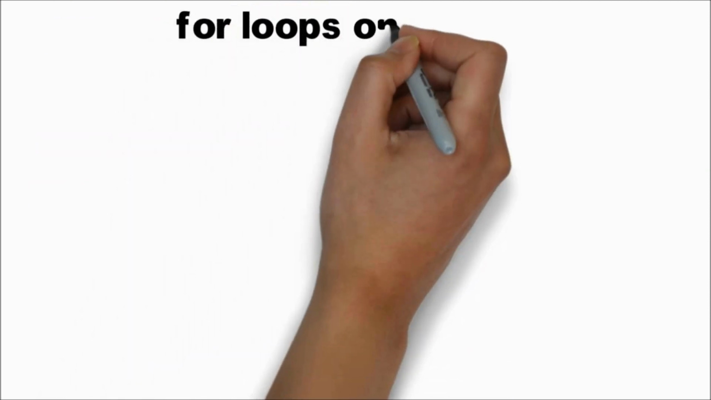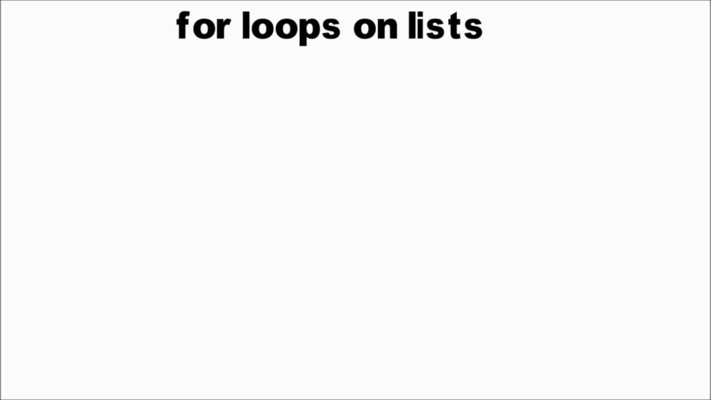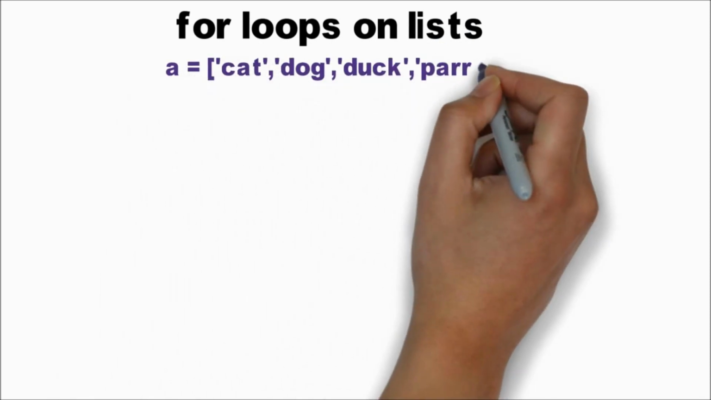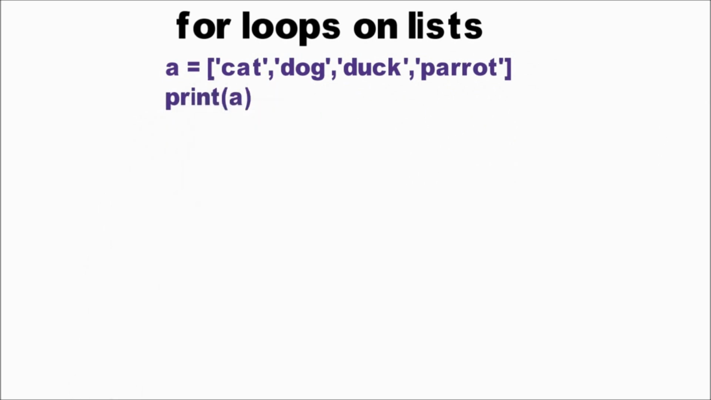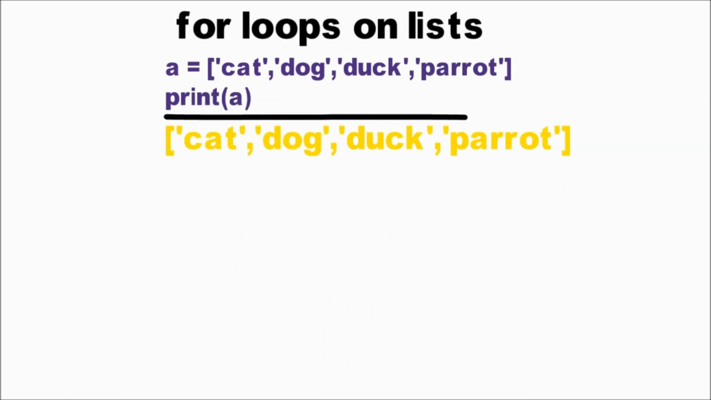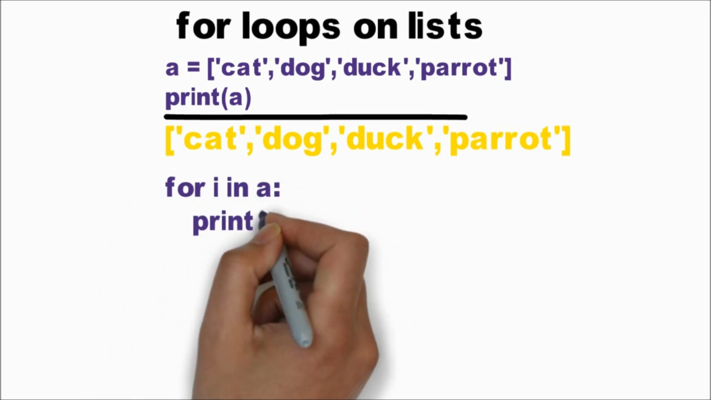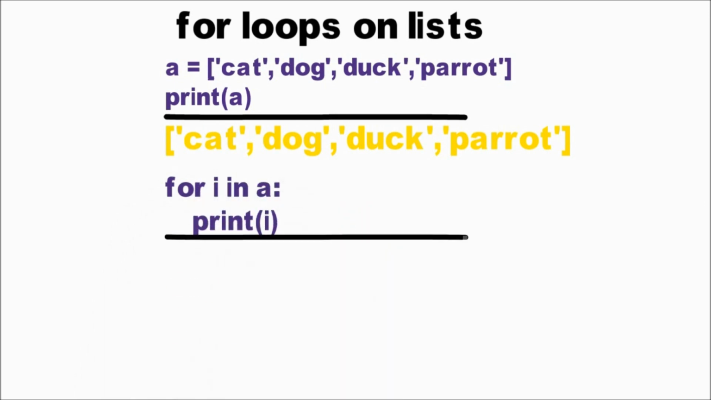Let's understand how to use for loops on lists. Let's create a list a equal to cat, dog, duck and parrot. Basically we can loop through in two ways. Let's see the first one. For i in a, print i. So basically we are looping each item i in the list and simply printing it.